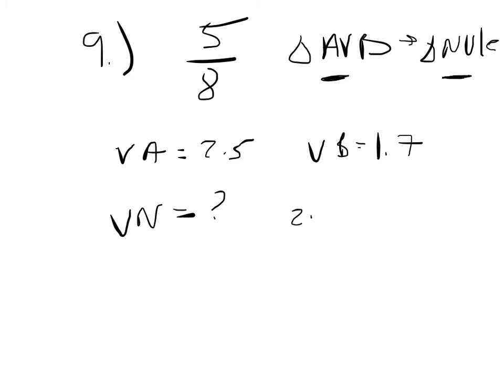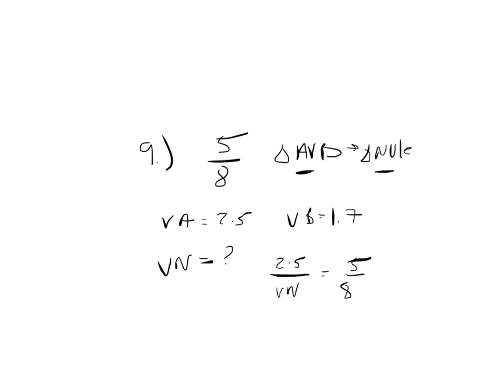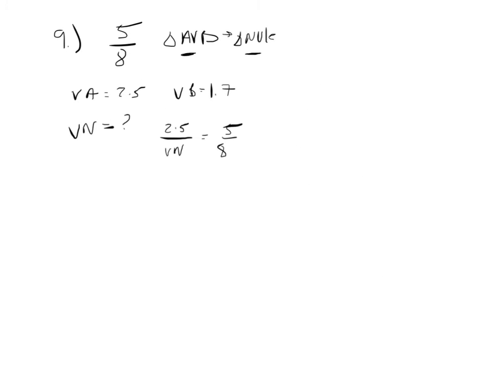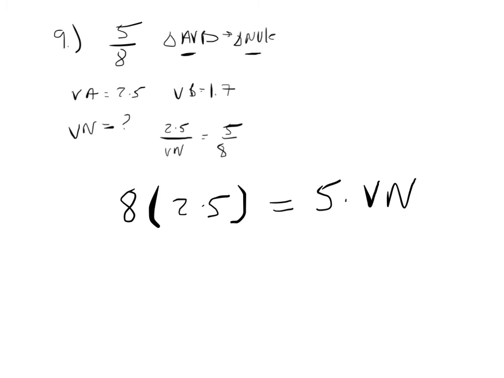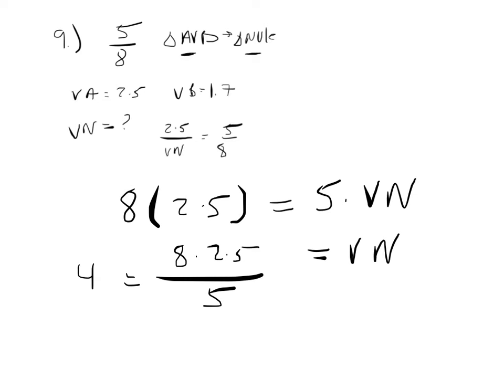So that would mean that 2.5 to VN equals 5 to 8. If I solve for VN by my means extremes product theorem, we then get 8 times 2.5 equals 5 VN. Solve for VN. We got VN is 8 times 2.5 over 5. 8 times 2.5 is 20, and 20 over 5 is 4.